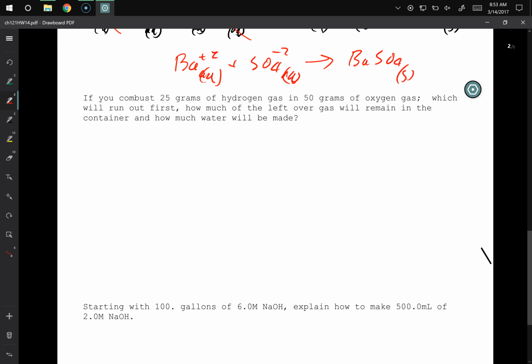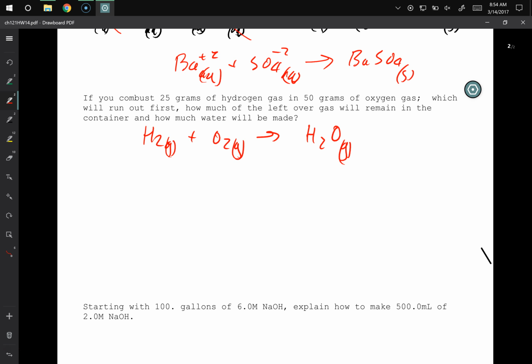So I've got hydrogen, and I've got oxygen, and this is a combustion reaction. So I'm going to make water out of this. What do I need to do to it? I'm going to balance this out. Great. So a couple things. How'd you know that it was going to be water that came out of this?